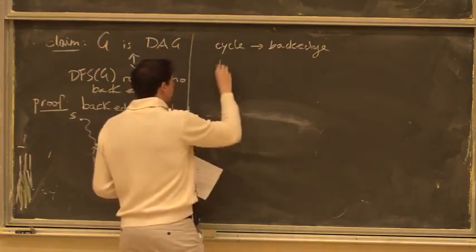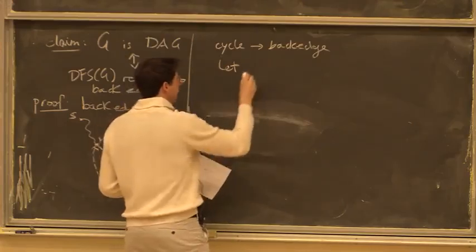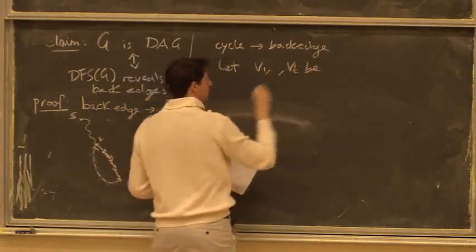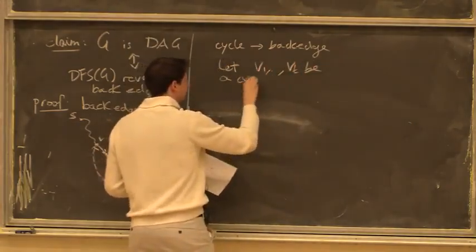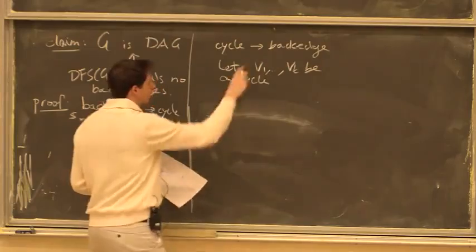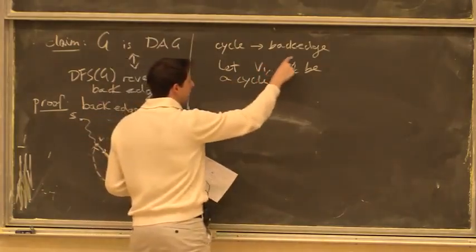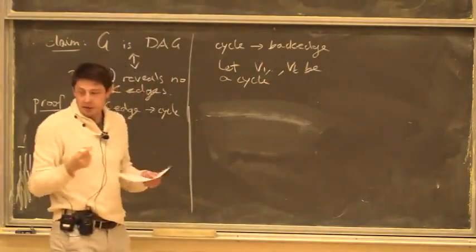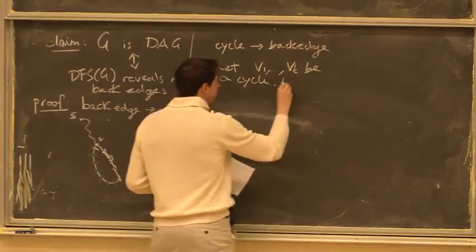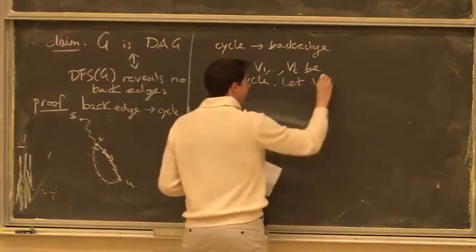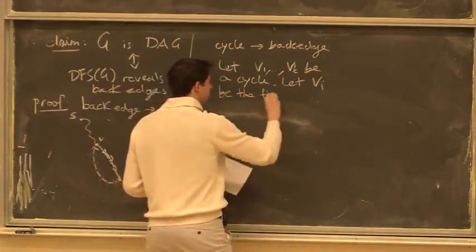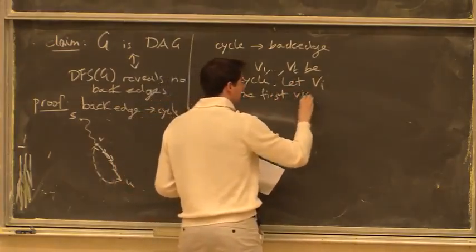So here's one way you can get a handle on it. Let V1 through Vt be a cycle, so V1 goes to V2, to V3, and so on, up to Vt, and Vt goes back to V1. That's a cycle. And let Vi be the first visited vertex.